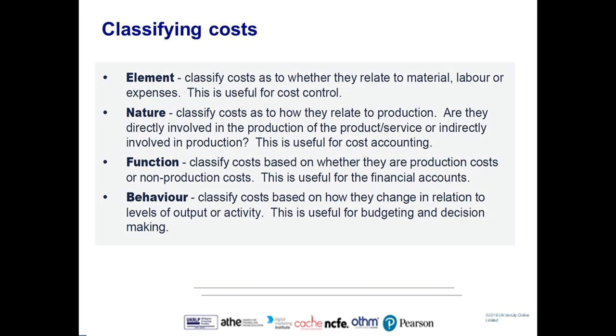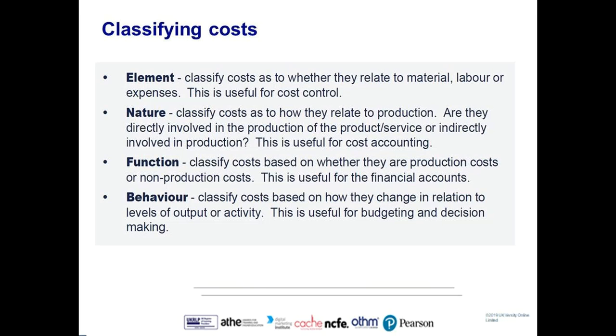Nature: costs can be related to production, directly involved in the production or the service. So we'll say it is the production cost or the service cost, or indirectly involved in the production, the indirect cost. That is called the nature of the cost. When we look at function, the cost is based on whether it is a production cost or non-production cost, and this is useful for financial accounting. So function is the production or non-production cost.